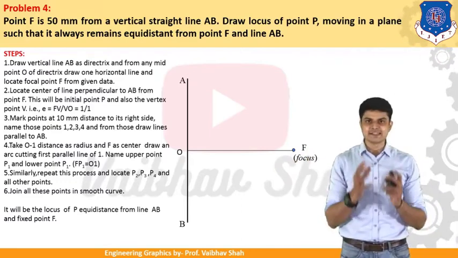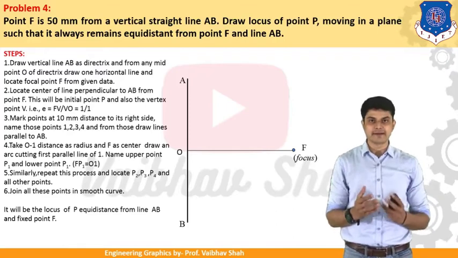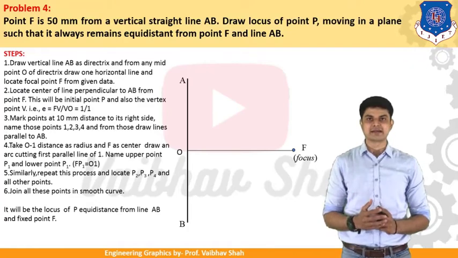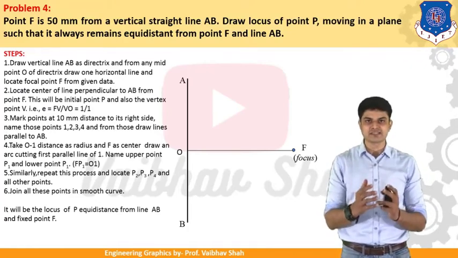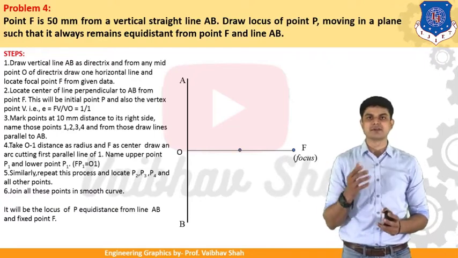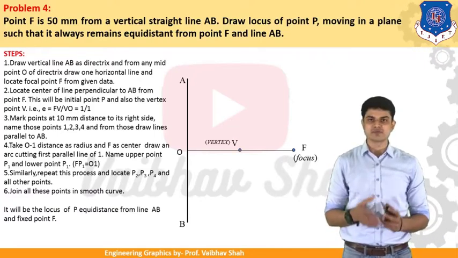Now we know that the eccentricity of a parabola is 1. That means your vertex is at an equal distance from the focus as well as your directrix. So we should find the midpoint of this focal line. So we will have one point, which is nothing but your vertex. Now after getting your vertex, what we should do?